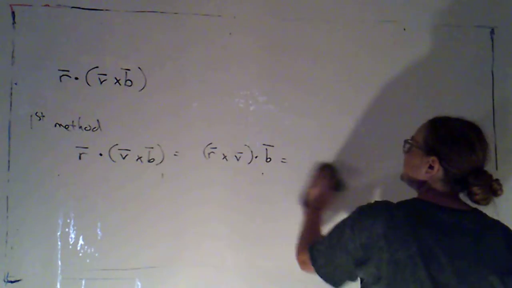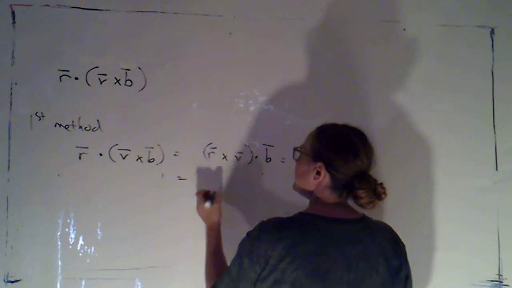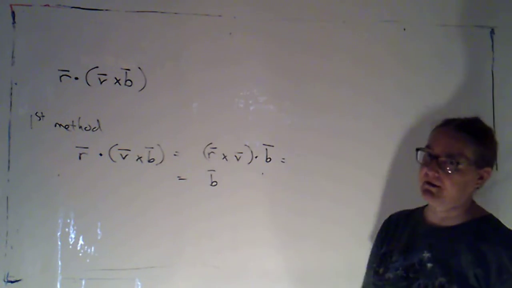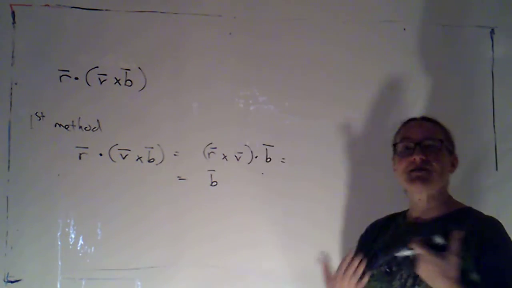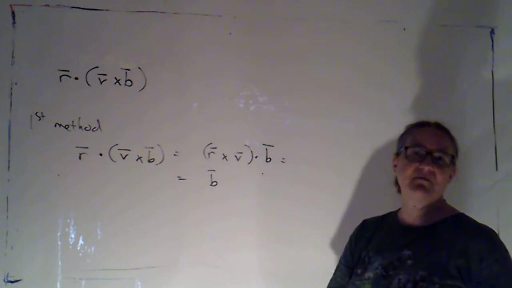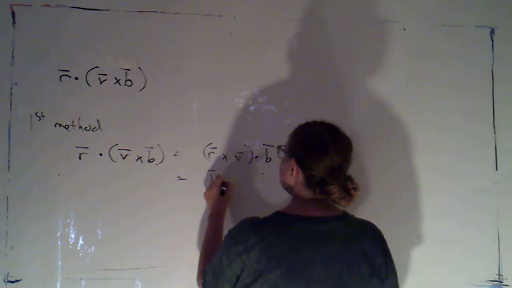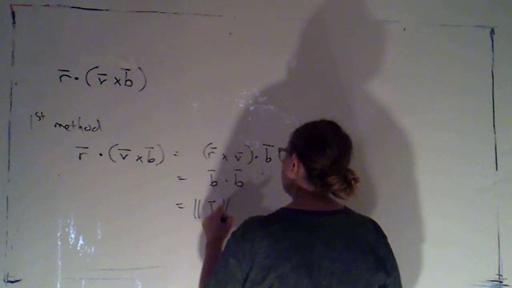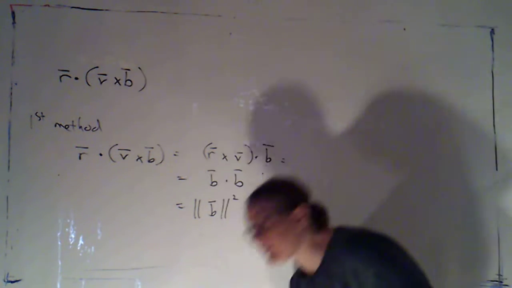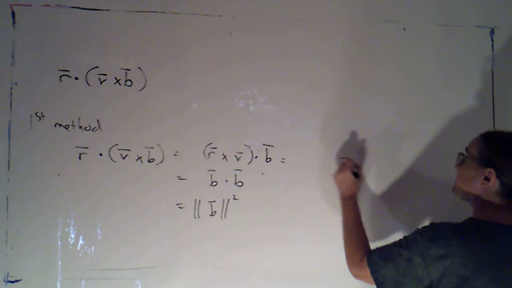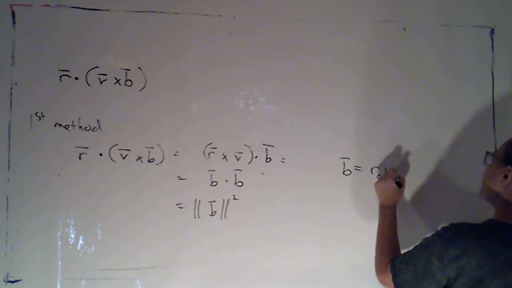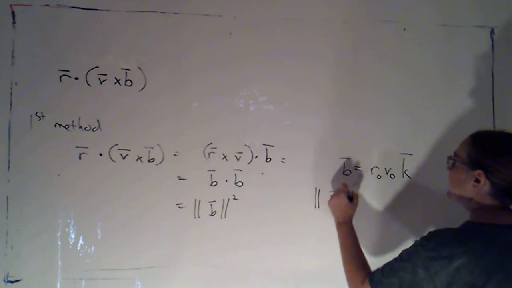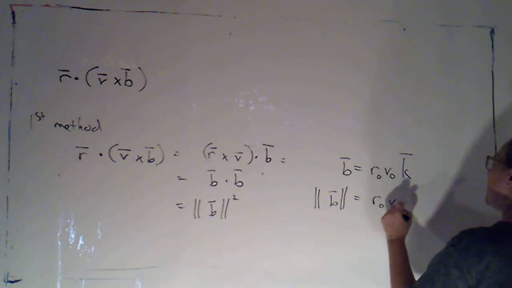So these are in fact the same, but R crossed with V is just B. Remember, we had determined at the very beginning of this very long problem that R crossed with V was constant. That was how we determined that our curve was going to be in some plane. So I'm going to get B dotted with B, and that's just the magnitude of B squared. Now, we had a couple different characterizations of B, but one characterization of B was that it was R0, V0 copies of K. And from there, we could see that the magnitude of B was just R0, V0.